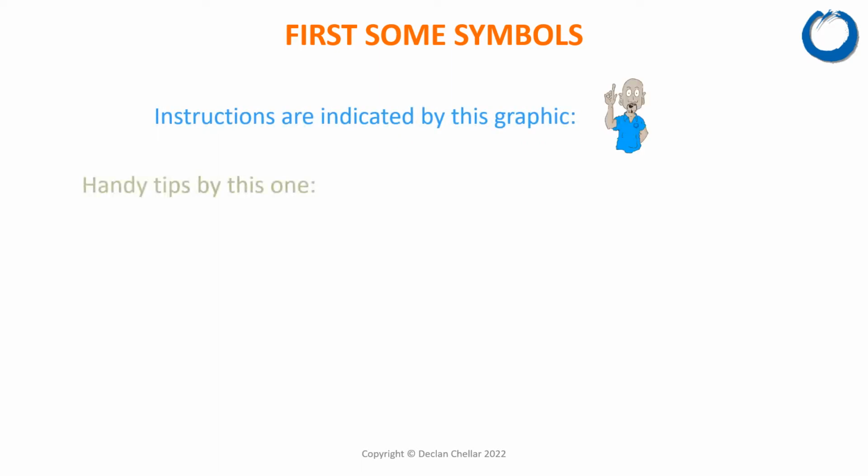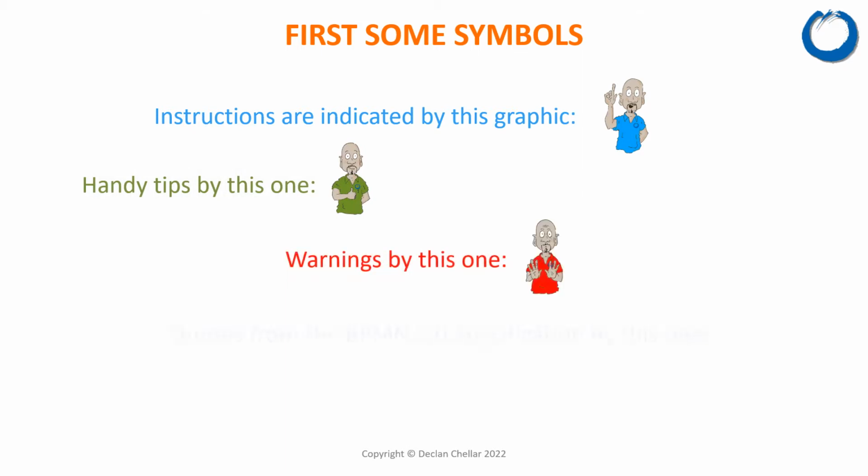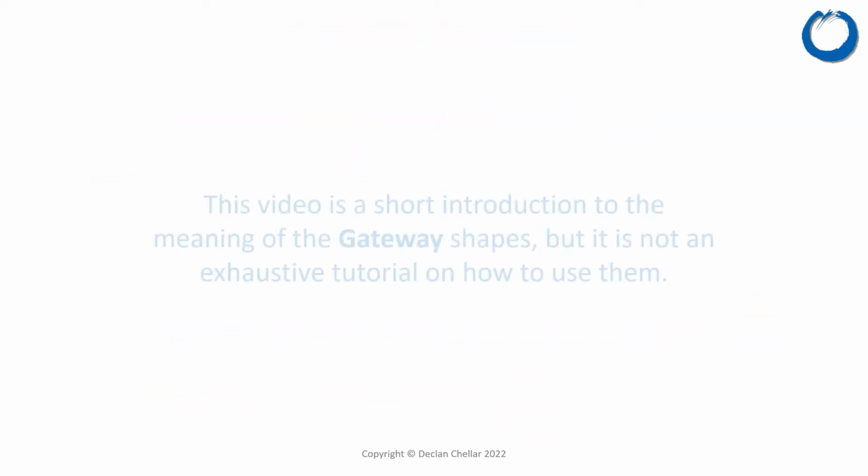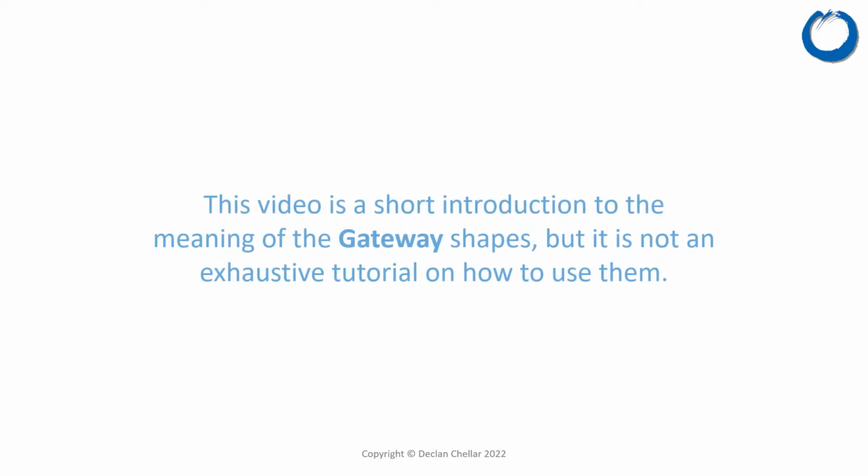But first, some symbols. Instructions are indicated by this graphic, handy tips by this one, warnings by this one, quotes from the BPMN 2.0 specification by this one, and pop quiz questions by this one. This video is a short introduction to the meaning of the gateway shapes, but it's not an exhaustive tutorial on how to use them.